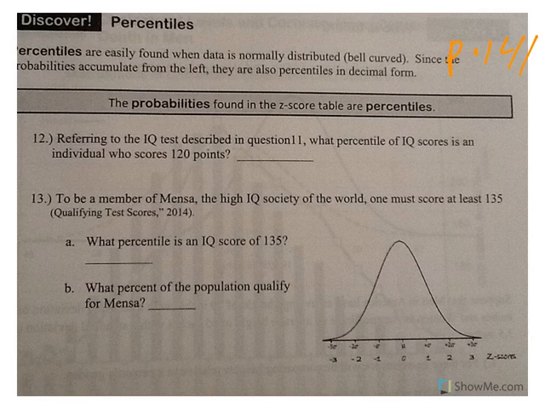So we've kind of already answered number 12, and that refers back to question number 11: what percentile of IQ scores is an individual who scores 120 points? Well, you'll remember we found 0.9032. If we change that to a percent, two places, we get 90.32%, or you could say the 90th percentile. Generally, with percentiles, we round to the nearest percent.